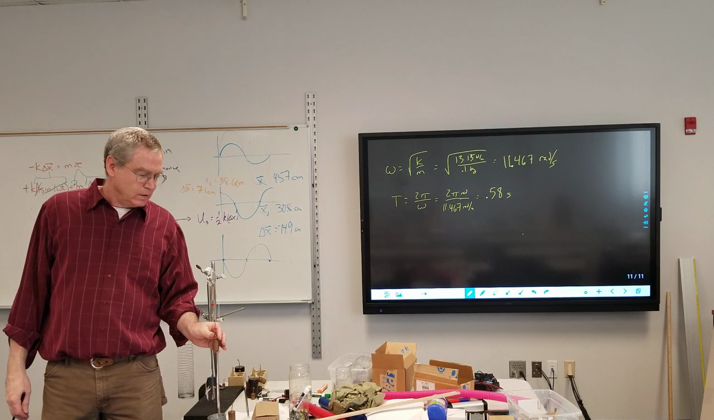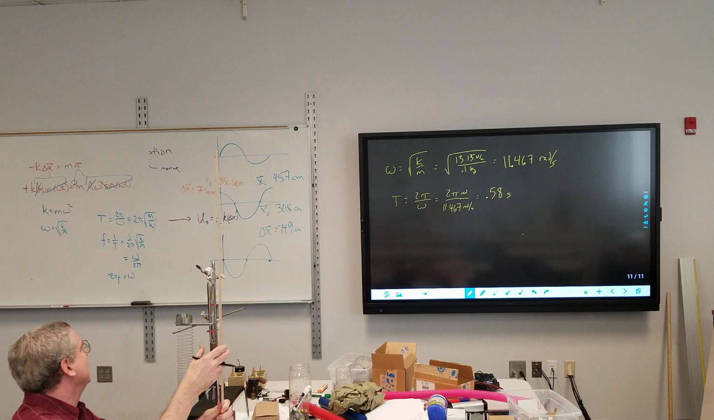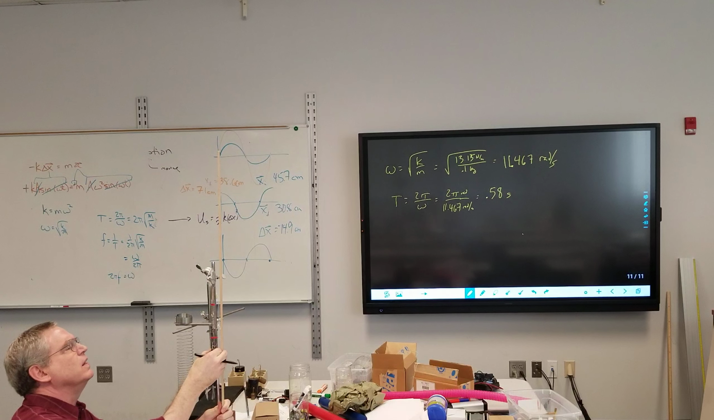So I'm going to pull it down. Right now, the indicator is at 38.6. I'm going to pull it down to 36, and then I'm going to let go. I need people timing. Okay. Ready? 3, 2, 1, go. 1, 2, 3, 4, 5, 6, 7, 8, 9, 10.